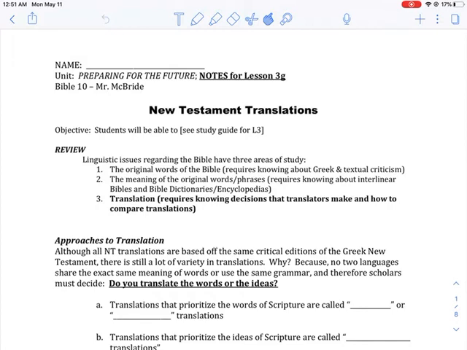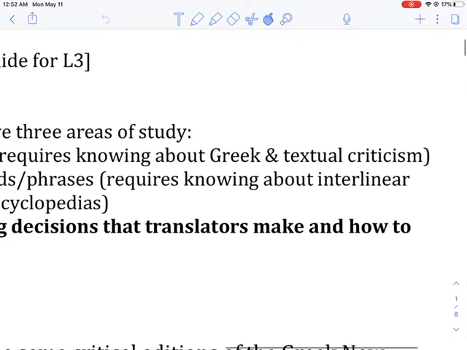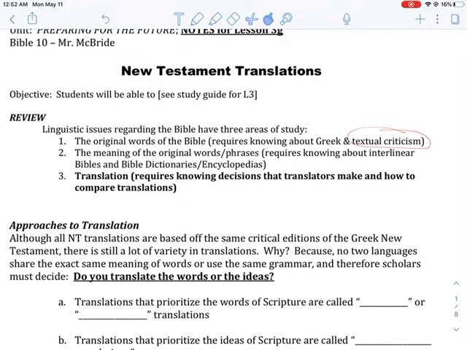To review, linguistic issues in the Bible have three areas of study. We talked about finding the original words of the Bible, something called textual criticism. Scholars look at the ancient copies of the Bible, the manuscripts, and they seek to determine what the original words are. Then when you have the original words, you need to know their meaning. And so we talked about using an interlinear Bible and Bible dictionaries and encyclopedias.